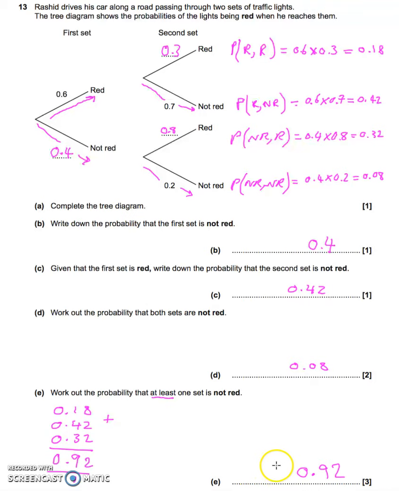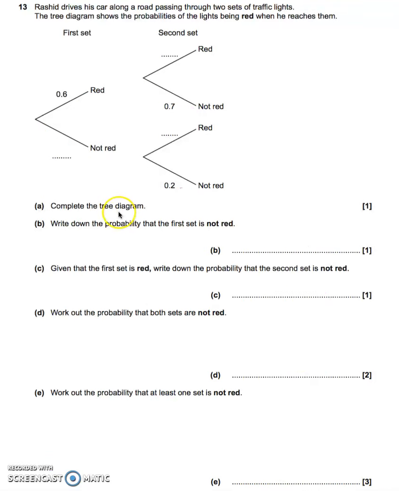Nice probability tree question. 13 is about Rashid driving his car along the road, passing through 2 sets of traffic lights. And we've got a tree diagram that shows probabilities of the lights being red when he reaches them. So the first set has a probability of it being red of 0.6. And in part A, we need to complete the tree diagram.